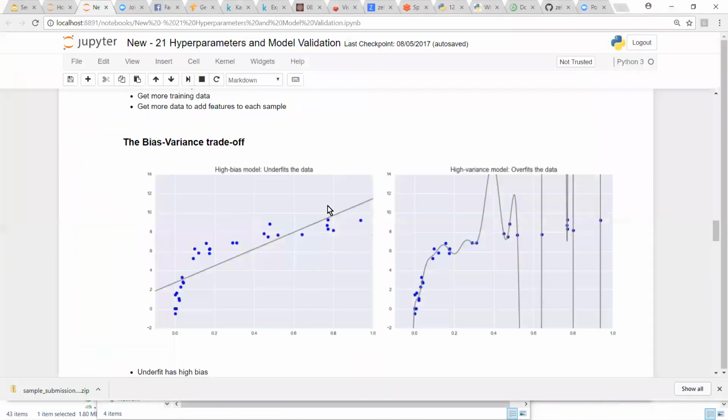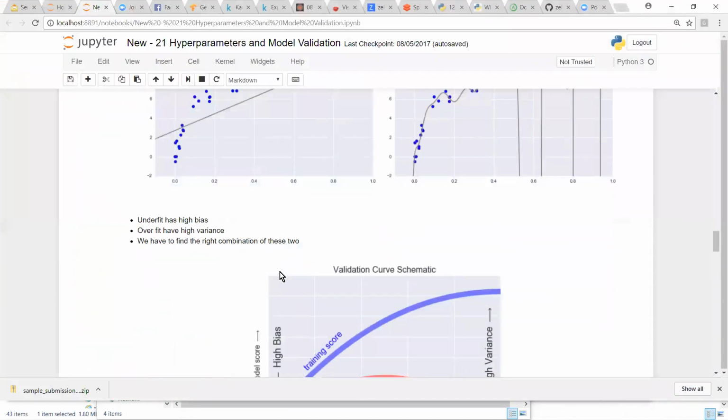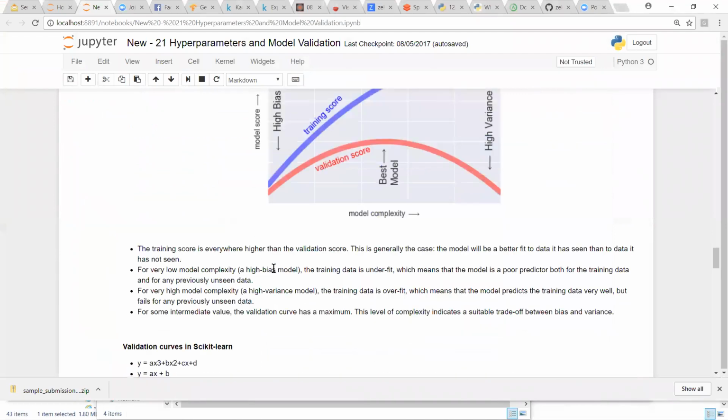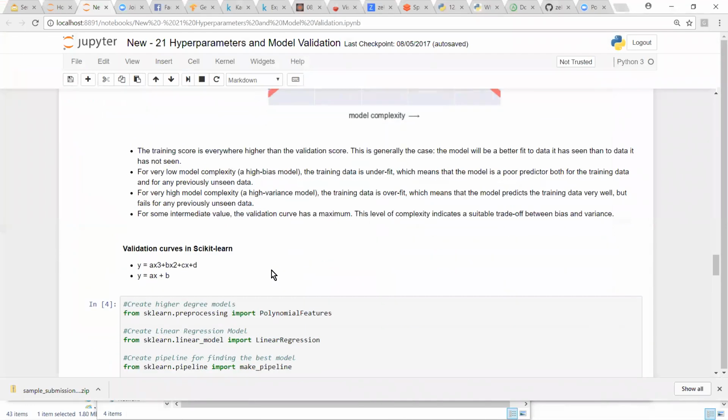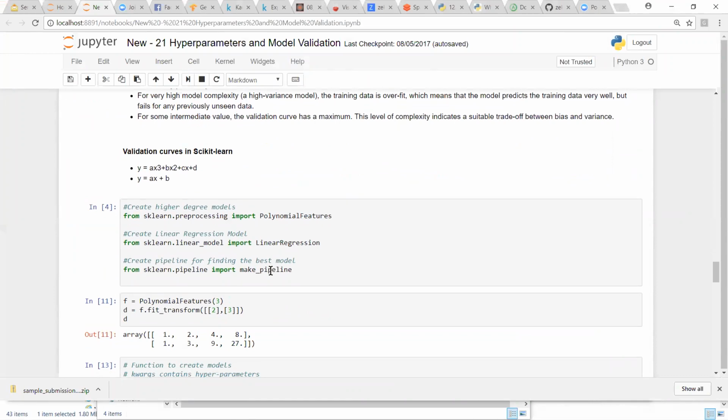Okay, so coming back to this. So you understood how to calculate polynomial degree, also degree 2, degree 3. Okay, so let's try to understand this.